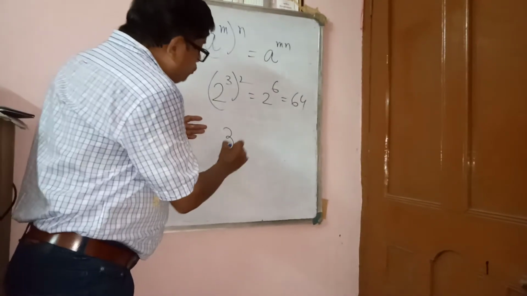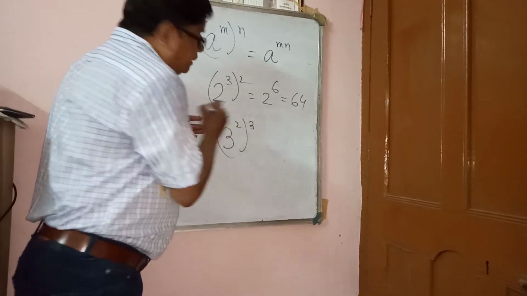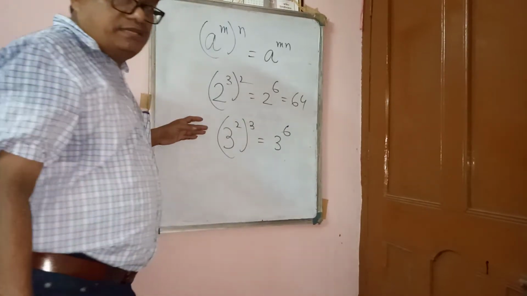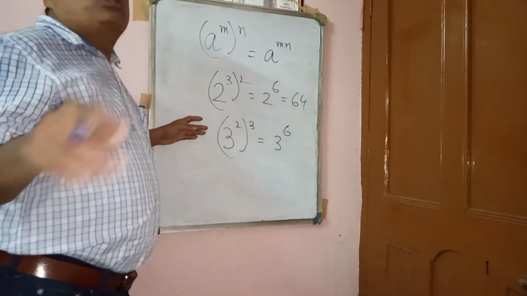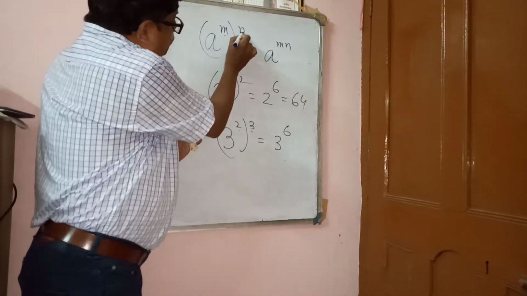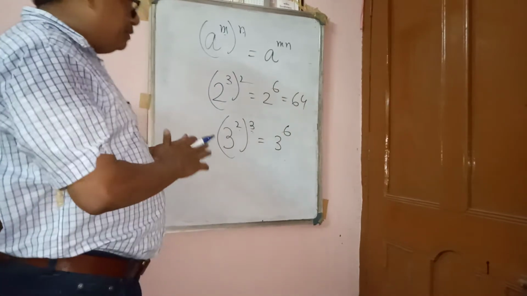Suppose 3 to the power 2 whole to the power 3. So this will be 3 to the power 6. Understood? So 2 into 3 is 6. This into this is multiplied: a to the power mn. Okay? Now I am giving other things.